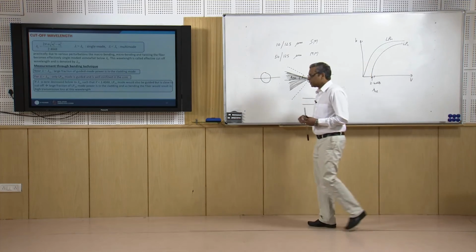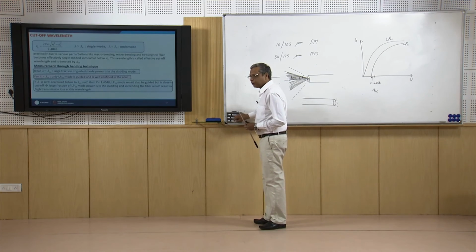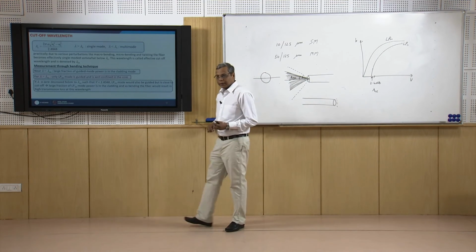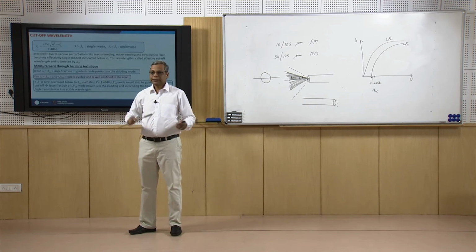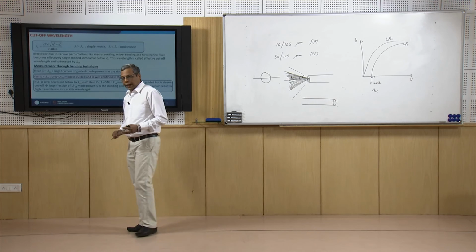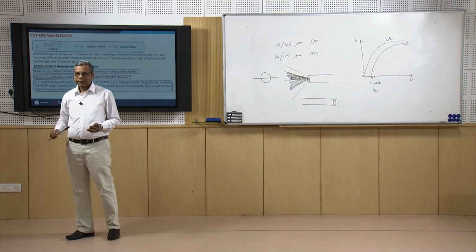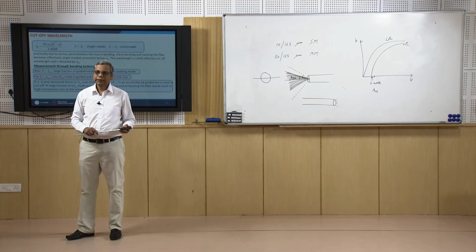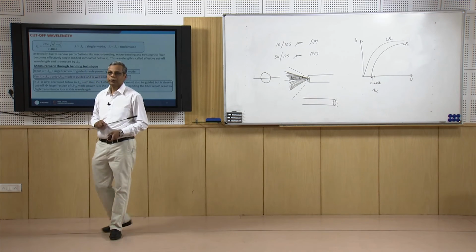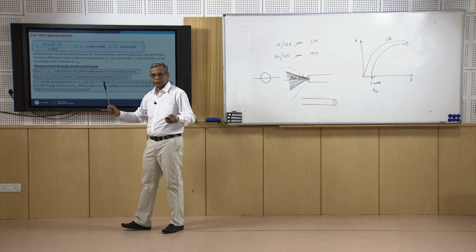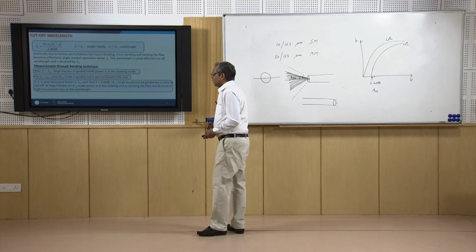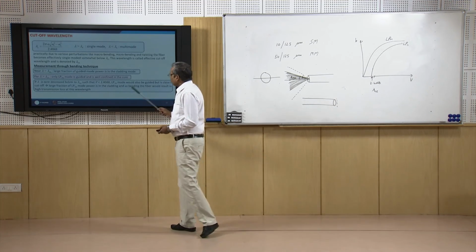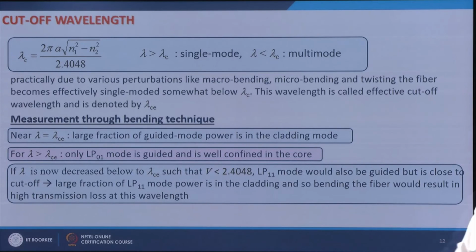So, the power goes into the LP11 mode, but a large fraction of the LP11 mode power is in the cladding, and this power which is in the cladding is very susceptible to bending. It strips off very quickly when you bend the fiber. So, if you now bend the fiber, then there would be high transmission loss at this wavelength.